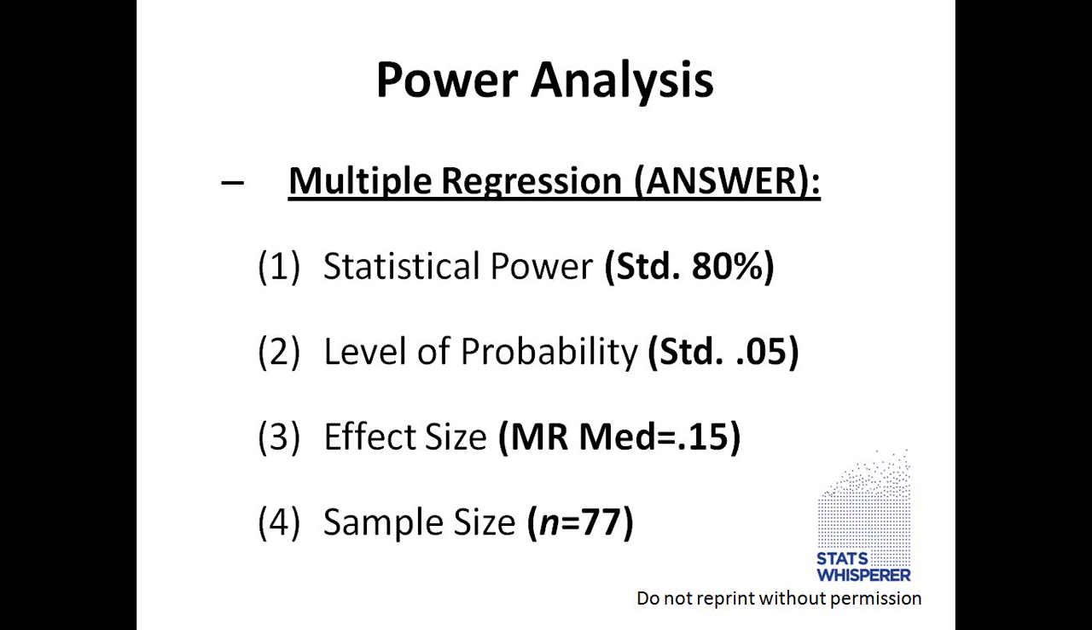So we have our settings. The power is at 80%. Probability alpha is at 0.05. The effect size is 0.15. And G-Power says you need 77 people to detect a medium-size effect between the independent variable and dependent variable in that model.